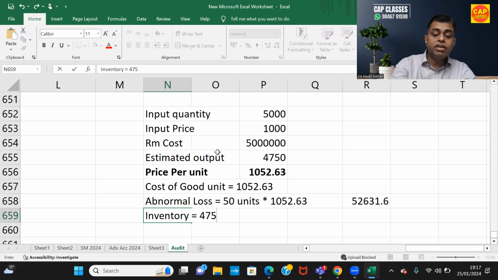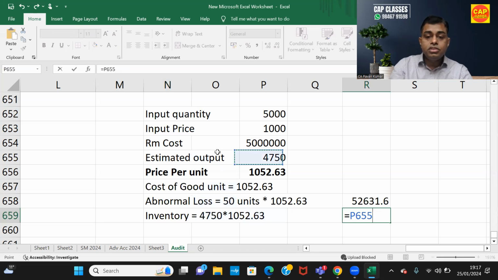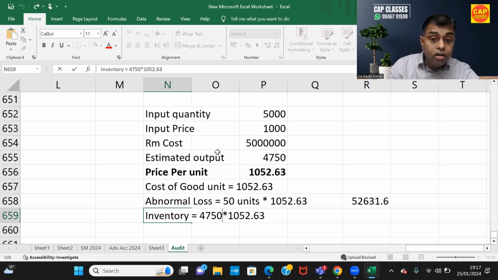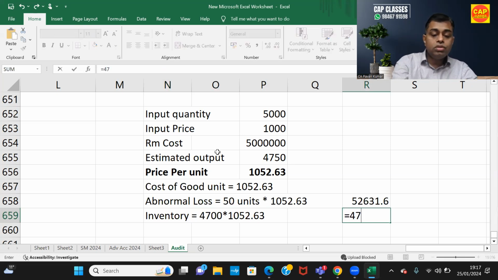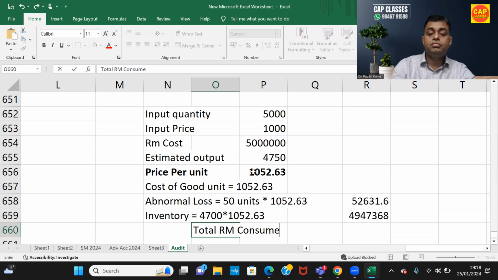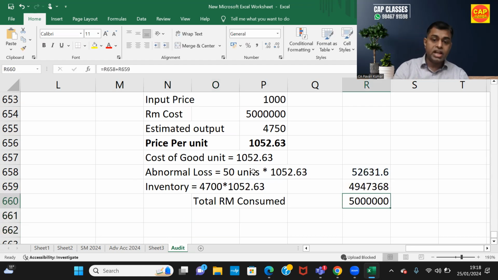Inventory is equal to 4,750 units into 1052.63. Therefore, it is 4,700. Sorry, inventory is not 4,750. Inventory is 4,700 only. You are able to get 4,700 only. So that is equal to 4,700 into this, ladies and gentlemen. So total raw material consumed is this plus this. Out of the total 50 lakhs of raw material you purchased, you are able to use only 4,700. So abnormal loss is to be charged to P&L.